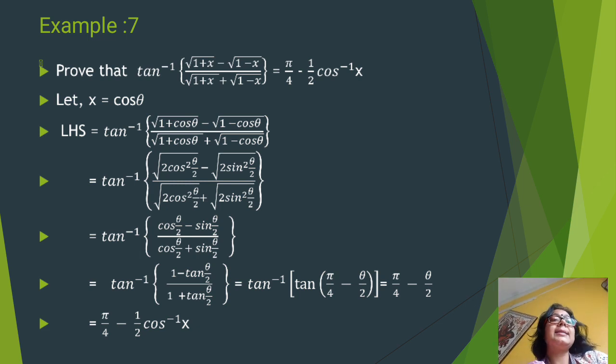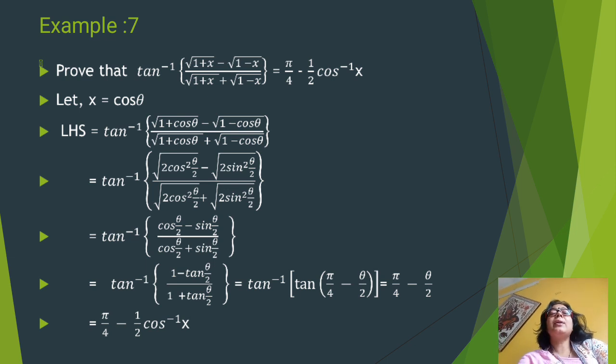And the last example, this also has come in a board exam, maybe in 2014 or 2011. So check it now. Tan inverse of (under root 1 plus x minus under root 1 minus x) by (under root 1 plus x plus under root 1 minus x) is equal to, we have to show it, pi by 4 minus half cos inverse x.